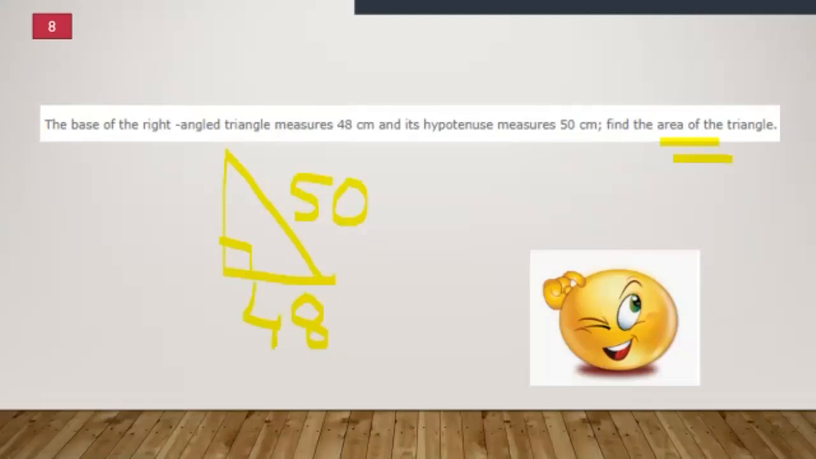To find the area, I need to find the what? Height. So height is root over 50 square minus 48 square. Do it.